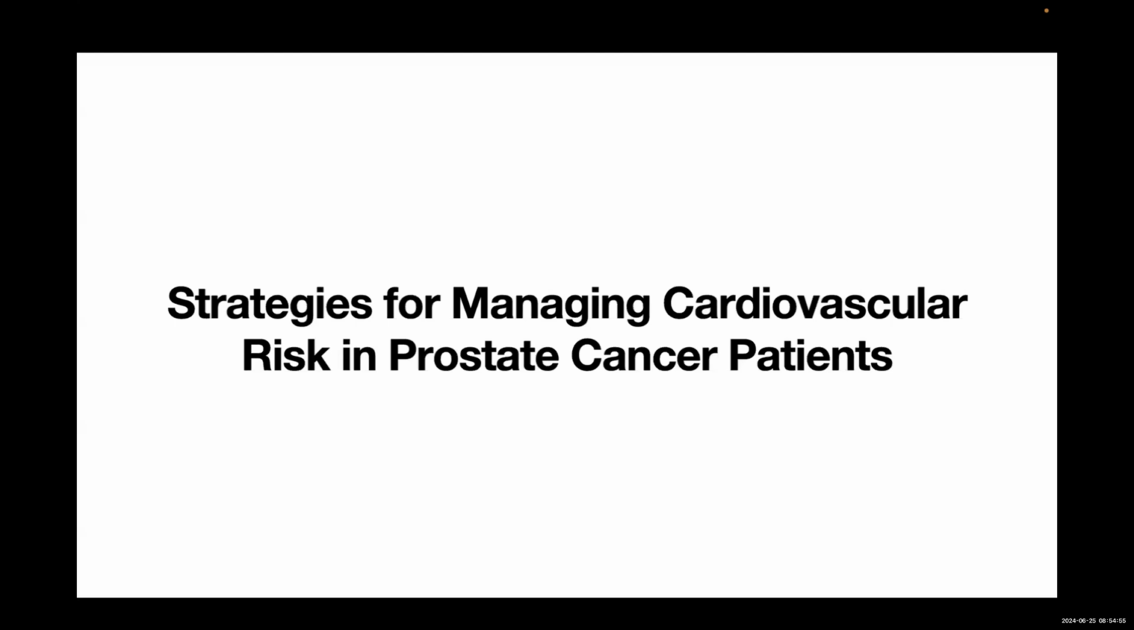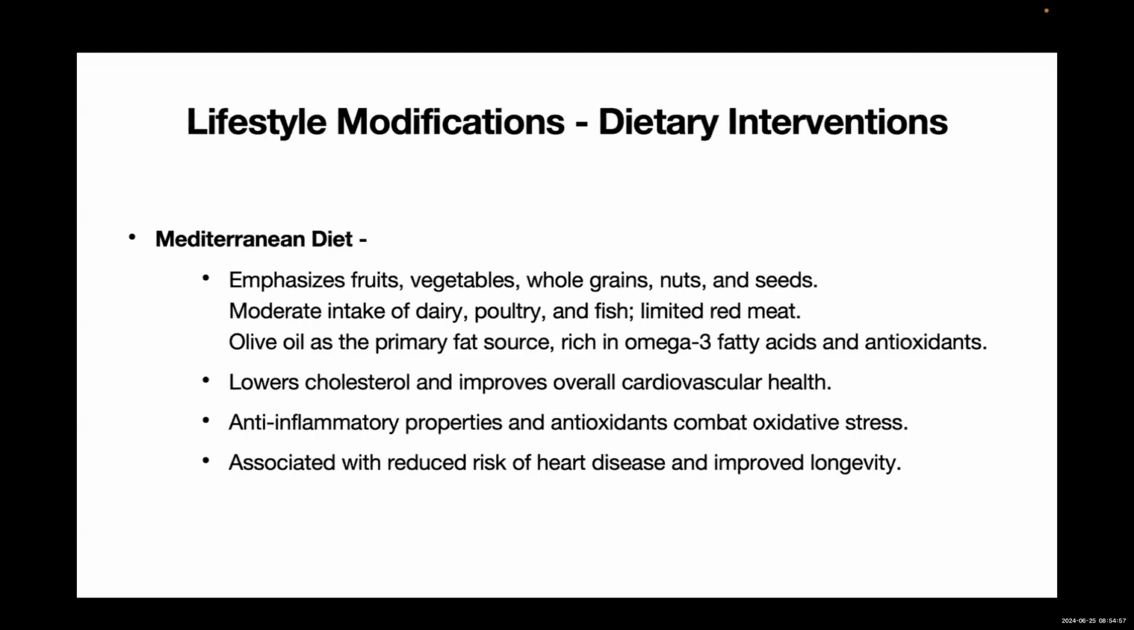Coming to the lifestyle modification, the first is the dietary interventions. So these dietary regimens like plant-based or Mediterranean diets are central to the cardiovascular risk reduction. The Mediterranean diet, characterized by high consumption of fruits, vegetables, whole grains, nuts, and seeds, coupled with moderate intake of dairy, poultry, and fish, and limited amount of red meat, is supplemented by the primary use of olive oil, which replaces saturated fats found in animal products.